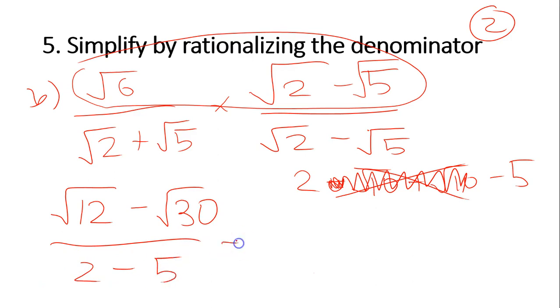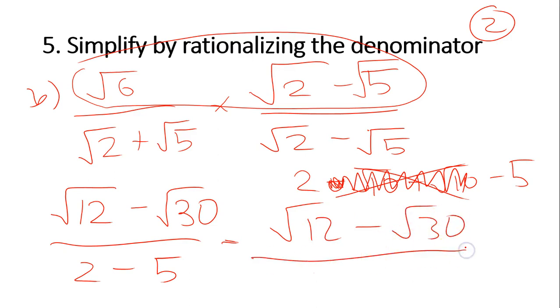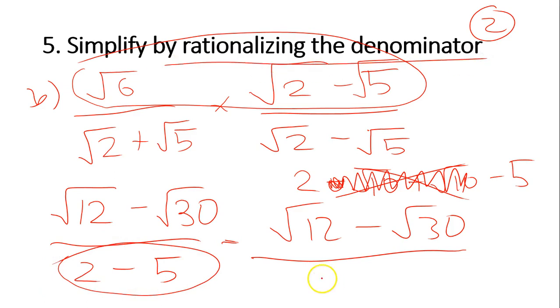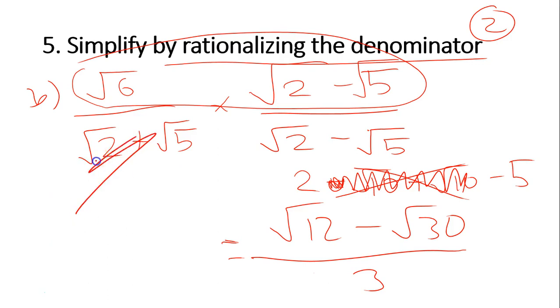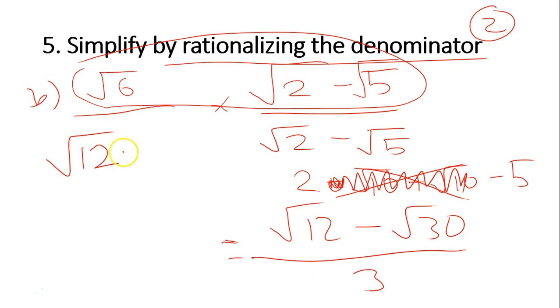And now, we can have this kept as root 12 over root 30. I'm not simplifying the top because my job is only to simplify this, rationalizing the denominator. So we're going to have minus 3. So the final answer was, I'll just write it again here for clarity, root 12 minus root 30 over 3, which is minus. Easy, very easy.